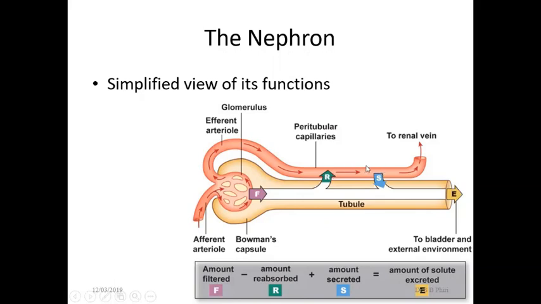Then there are also other substances that were not filtered here in the glomerulus that need to be excreted. Those substances will be secreted by the tubular capillaries back into the lumen of the kidney nephron. So you can see secretion taking place there. Then the overall thing now, you have excretion. After reabsorption and secretion, what remains in the lumen of the kidney nephron will be excreted in the urine. It will go to the bladder and to the external environment. So it will be excreted.